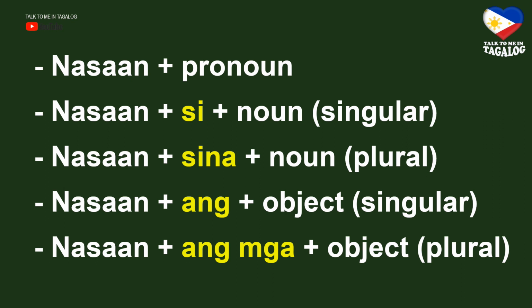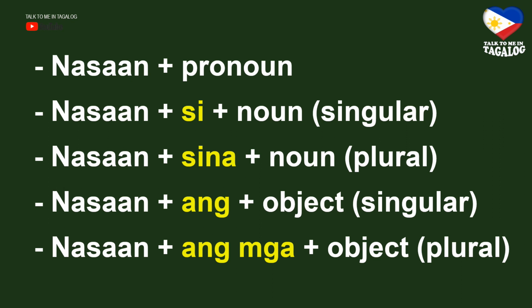The first one is nasaan plus a Tagalog pronoun like ka, siya, niya, and others. If you wish to know more about Tagalog pronouns, please see the link in the description. The next one is nasaan plus si plus a singular proper noun or the name of the person you're looking for, like nasaan si Flor, nasaan si Tiana, etc. The third one is nasaan plus sina plus plural proper nouns or names of two or more people that you're looking for. Example, nasaan sina Jack at Jill, or nasaan sina Batman at Robin.